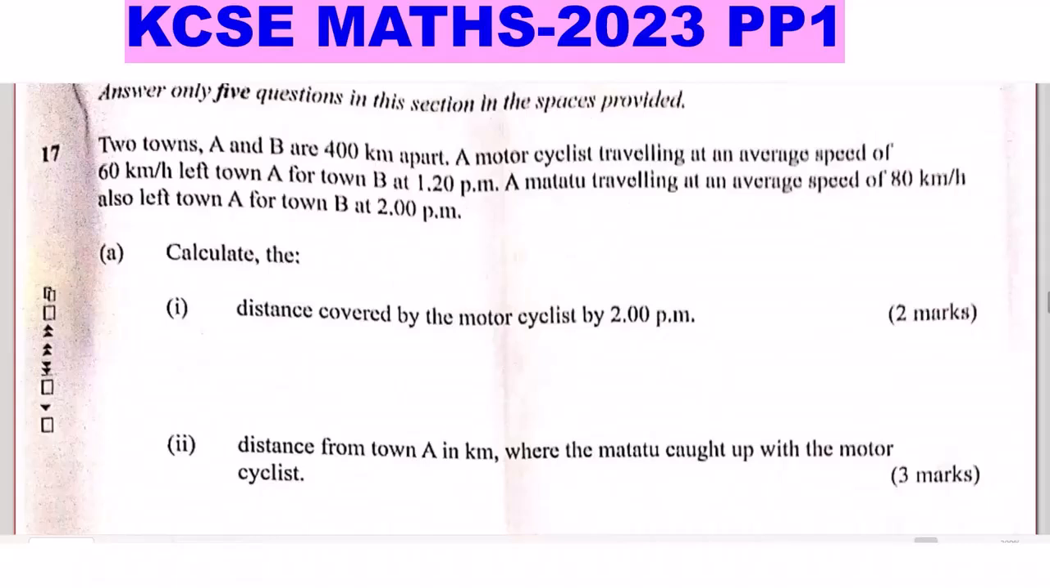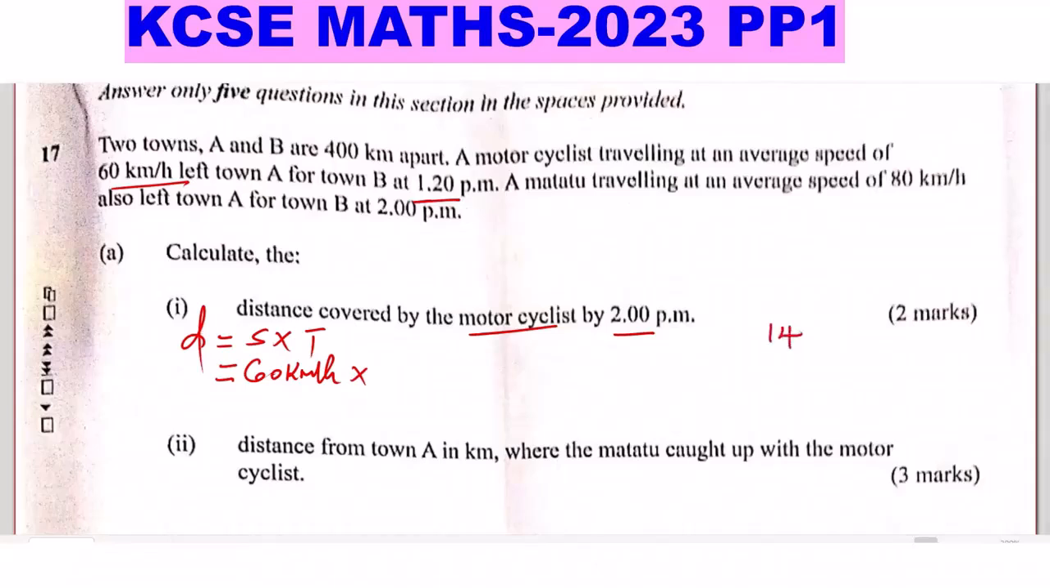So how do we get distance? Distance is obtained by taking the speed multiplied by the time taken. In this case, you're looking at the motorcyclist. What is the speed of the motorcyclist? It is 60 kilometers per hour. Then what about time? Which time are we considering? It left A at 1:20 p.m. We are required to get the distance by 2 p.m. So time will be given by this difference.